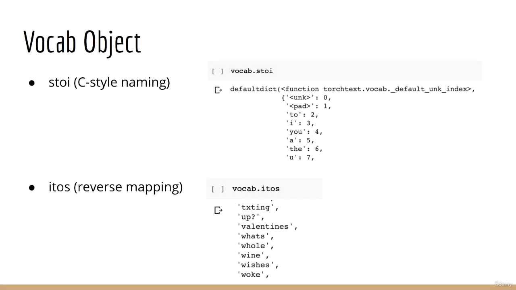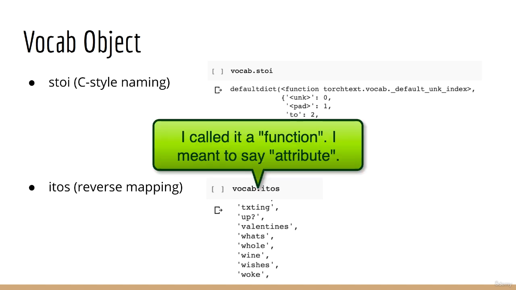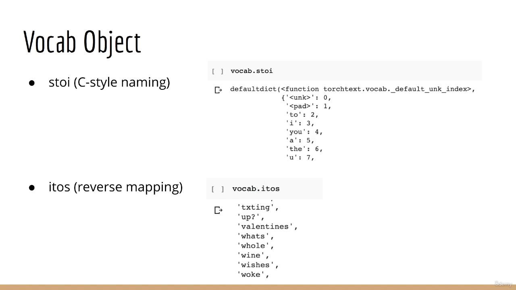Well, the vocab object contains that word-to-index mapping that we talked about in the previous lecture. You can access it by calling vocab.s2i. So s2i should remind you of C-style naming if you've ever coded in the C programming language before. This returns a dictionary where the key is a token and the value is a unique integer that corresponds to the token. Additionally, you can call the vocab.i2s function, which returns the opposite. In particular, it returns a list of all the unique tokens in the dataset.